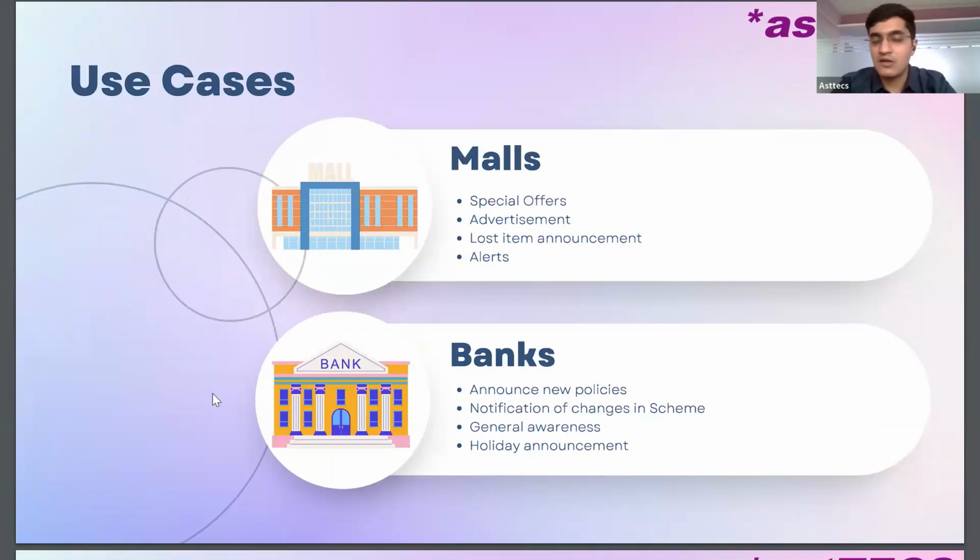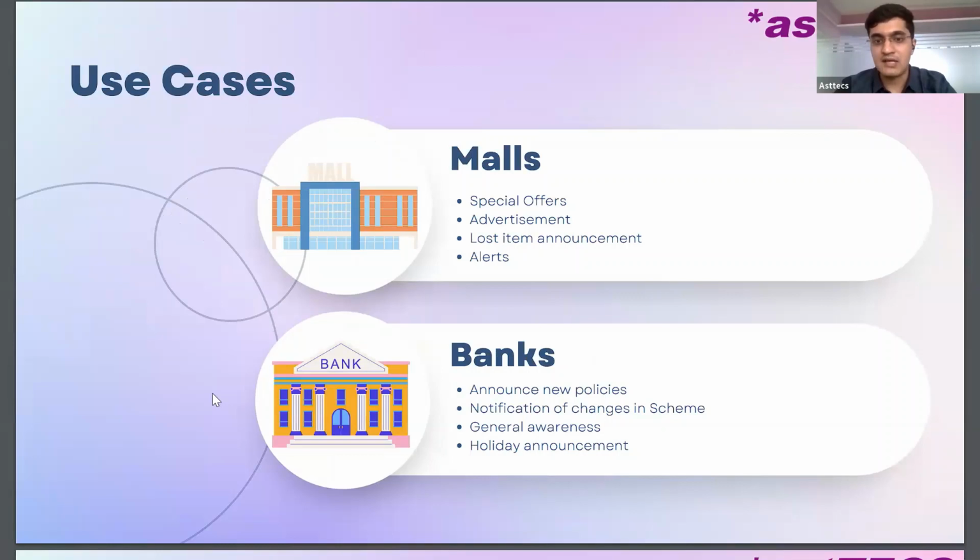So next we have malls: special offers, special announcements, lost items. Many times we can also see in malls that when children are lost, the security announces on the speaker saying there is a lost child at the security. So all that can be implemented. Alerts, maybe there is a fire hazard, you want everyone to evacuate the mall. All that can be done.